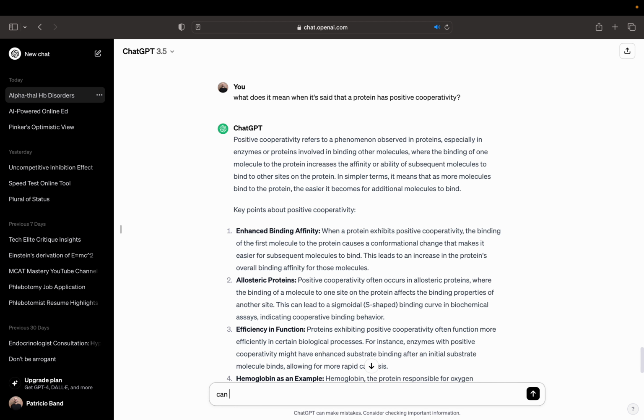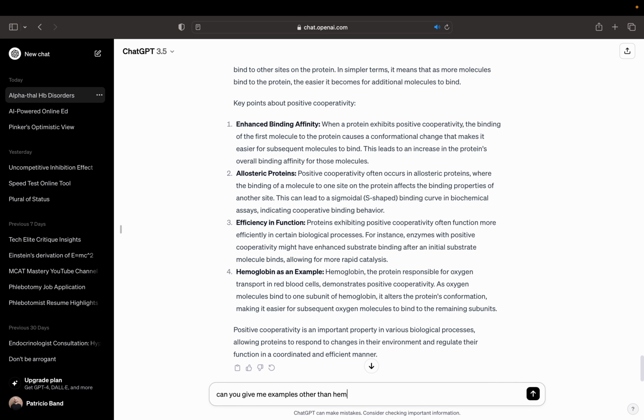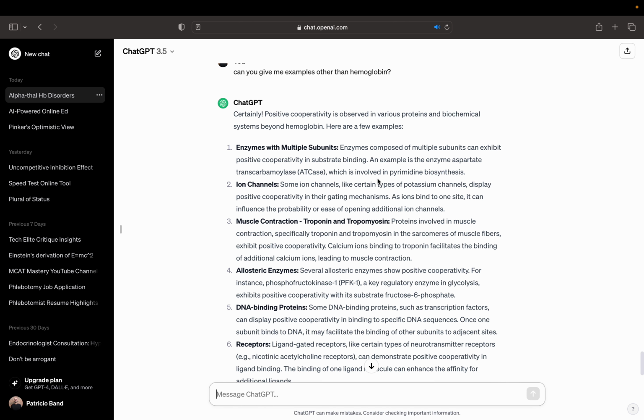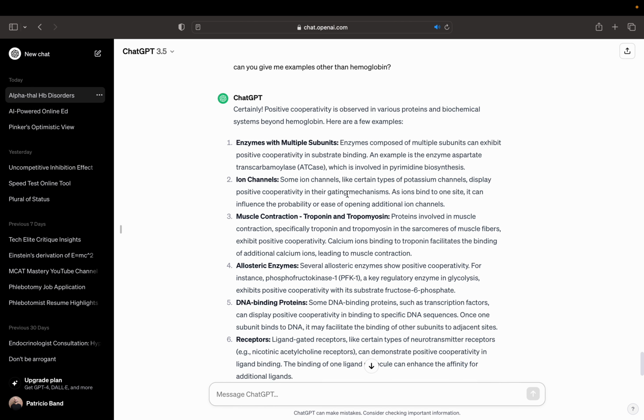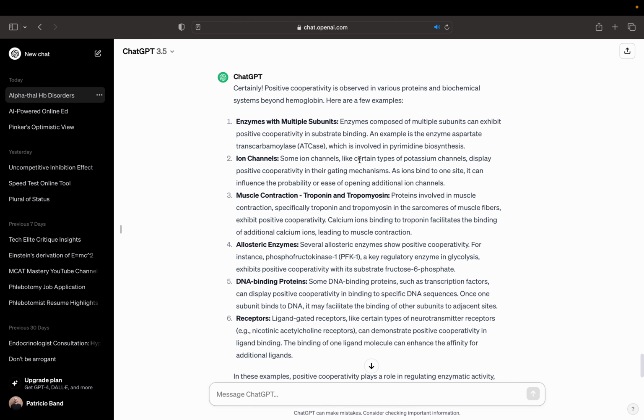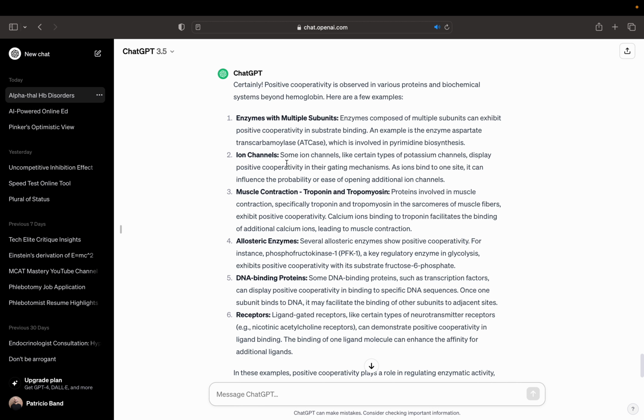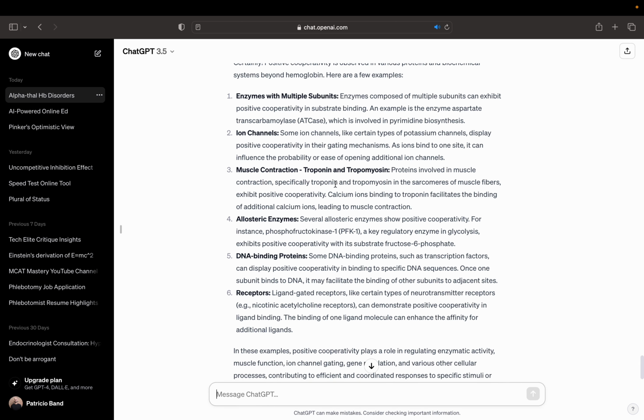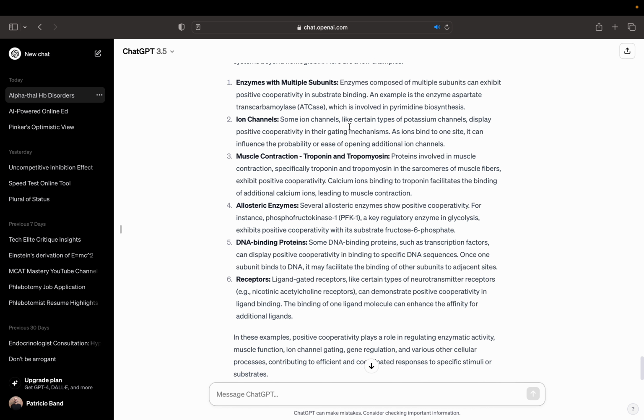So, can you give me examples other than hemoglobin? So in hemoglobin, the protein responsible for oxygen transport in red blood cells, when the oxygen binds to one subunit of hemoglobin, it alters the protein's conformation, making it easier for subsequent oxygen molecules to bind to the remaining subunits. So potassium channels also display positive cooperativity. As ions bind to one side, it can influence the probability or ease of opening additional ion channels. I think we see that in the neurons, right?